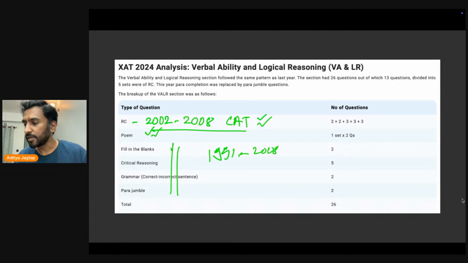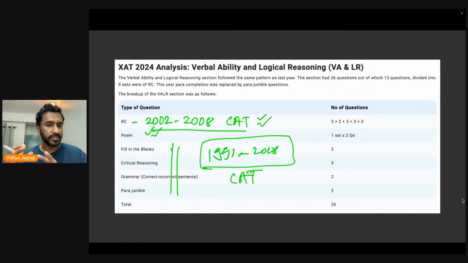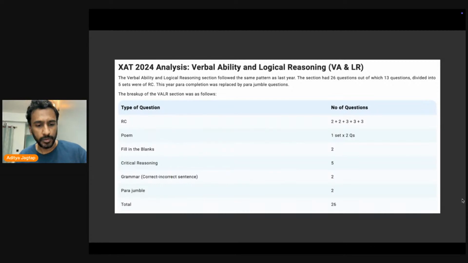Now, why is this important? Because the CAT paper led to all these other exams formulating their papers, and that's actually where you should go to practice these questions from. So previous year CAT papers from 1990 until 2008 are a great source for all of you to practice from. One moment, please.